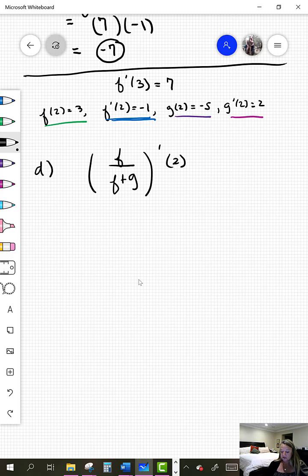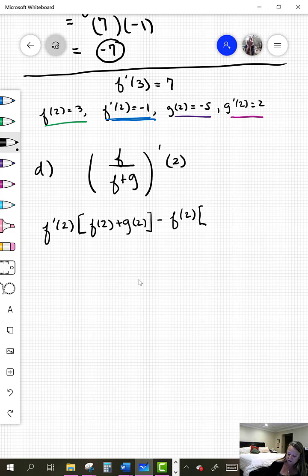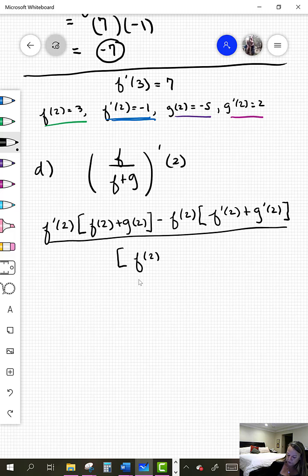So I notice when I do this, I'm going to need to use the quotient rule. And so the quotient rule says the derivative of the top, f prime of 2, times the bottom, so f of 2 plus g of 2, minus the top, so f of 2, all times the derivative of the bottom, which would be f prime of 2 plus g prime of 2, all over this bottom squared. So f of 2 plus g of 2, that quantity is squared.